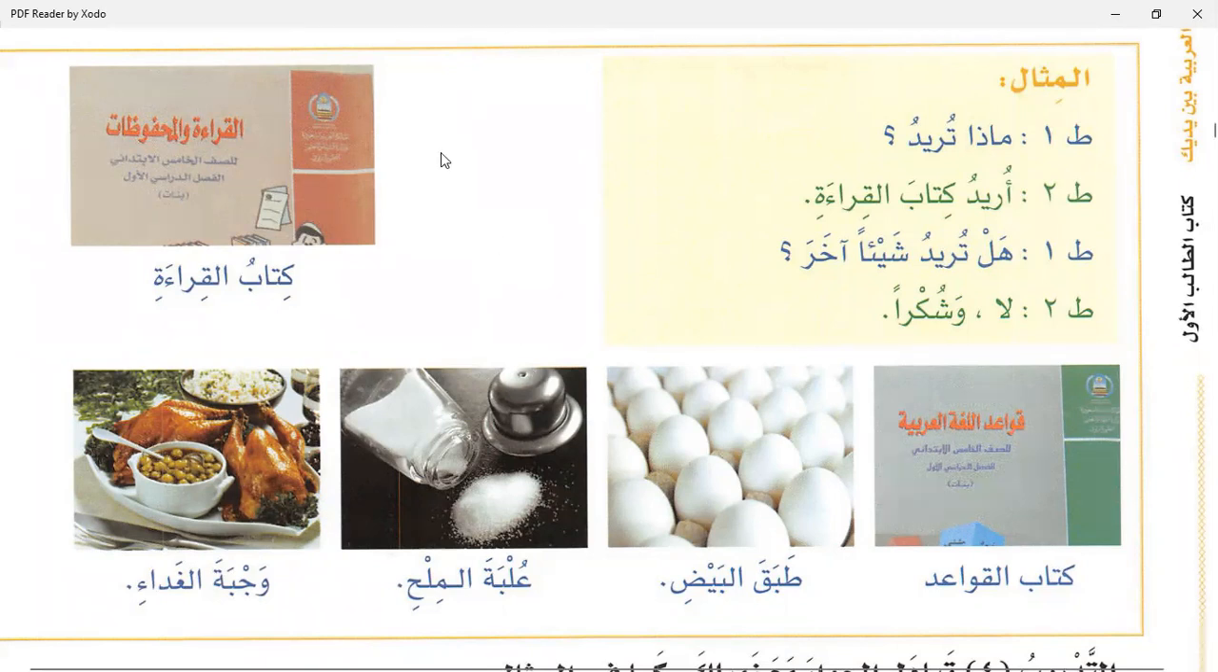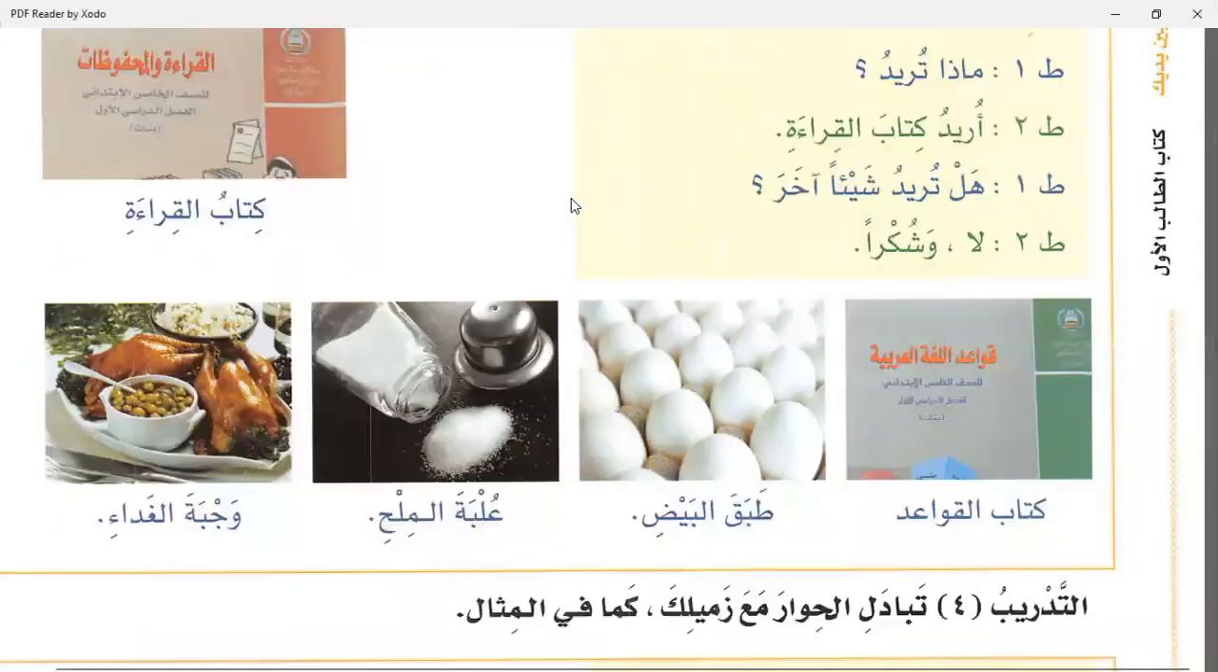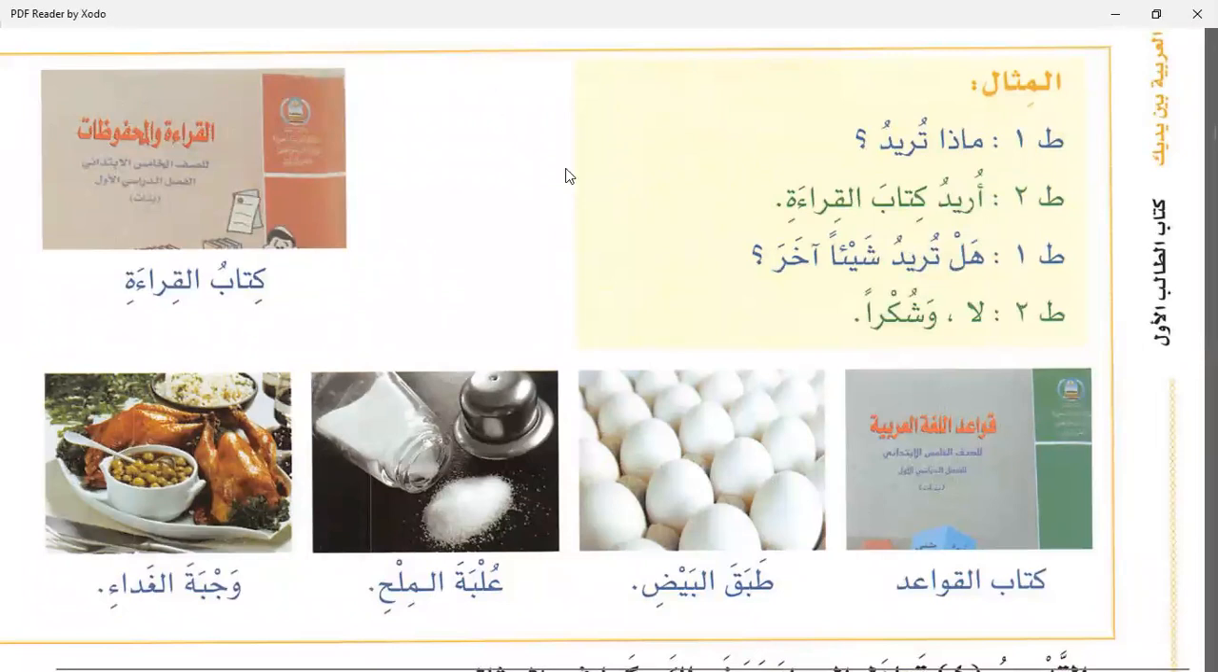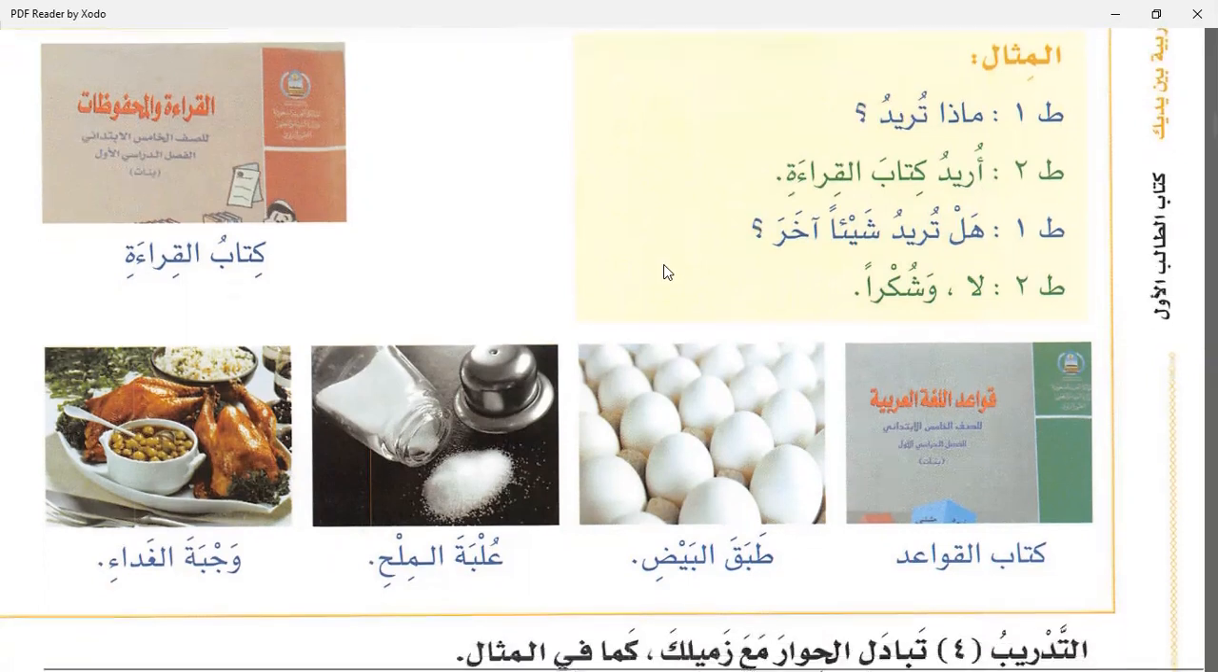Anyone else who wants to read? Mr. Rabi Shehu, complete this. She is also not available. Anyone else who wants to read? Raise your hand. لا وشكرا. No, thank you.